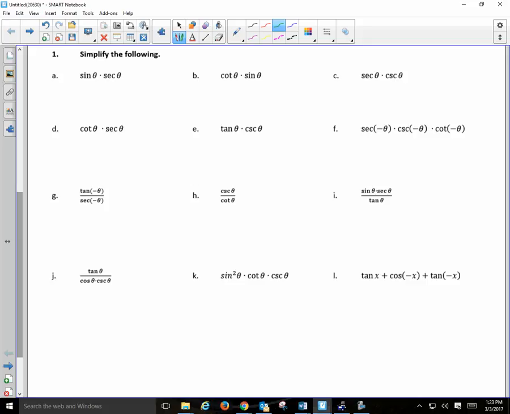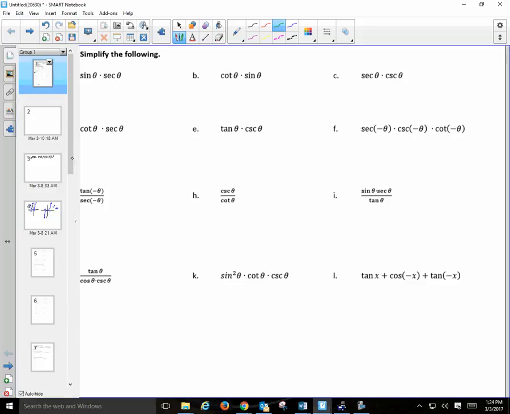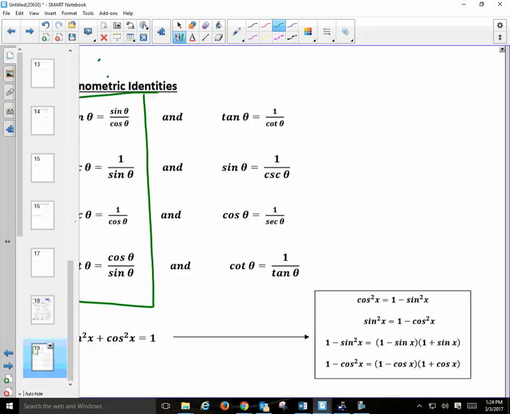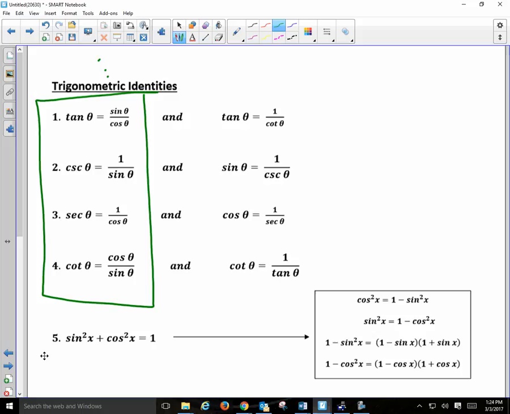Here's the first one. Sine times secant. Change everything so it either has a sine in it or a cosine in it. Sine already has sine, so I just leave it. Sine of theta over 1. But I could change secant so that it has a cosine or a sine in it. What is secant in terms of sine or cosine? 1 over cosine, correct? If you don't know that, you have to go to our back sheet of notes, which sits right here, and you can see that secant is 1 over cosine.